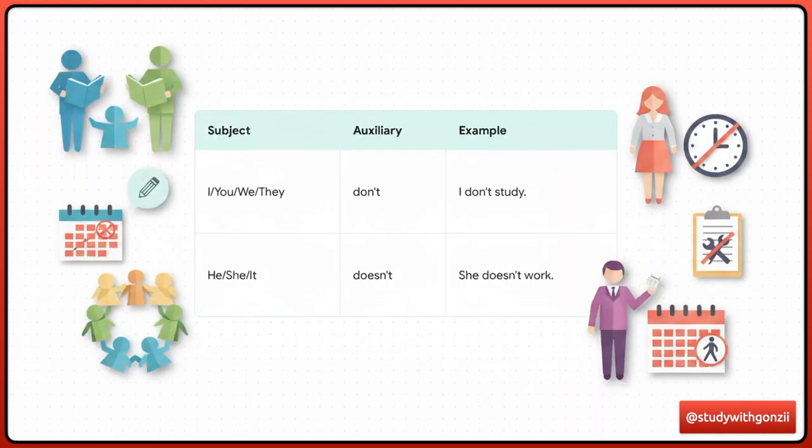Let's clearly map out the exact subject breakdown for these auxiliaries with some real-world proofs from our source text. For I, you, we, and they, we use don't. For example, I don't study on Sunday. But for our third-person subjects, he, she, and it, we use doesn't. So we get sentences like she doesn't work at night and he doesn't go on Sunday.